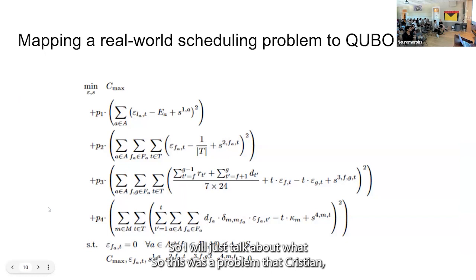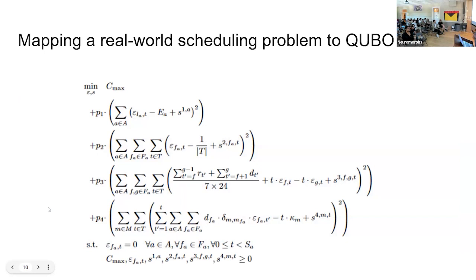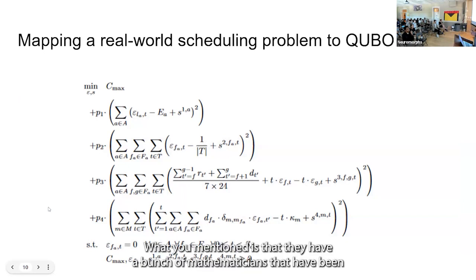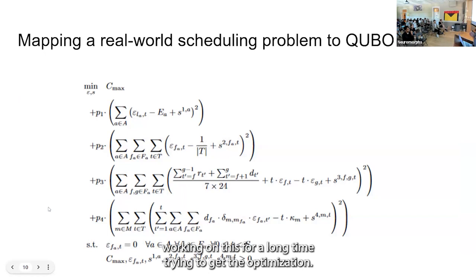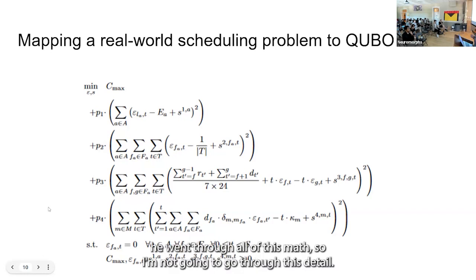This was a problem that Christian told us about in his first week here. There is this industrial problem which we refer to as the German steel problem, and it is based on a scheduling procedure. He mentioned that they have a bunch of mathematicians who have been working on this for a long time, trying to get the optimized schedule, but this problem has to be solved in real time. That's their biggest constraint. So Chad went through all this math.